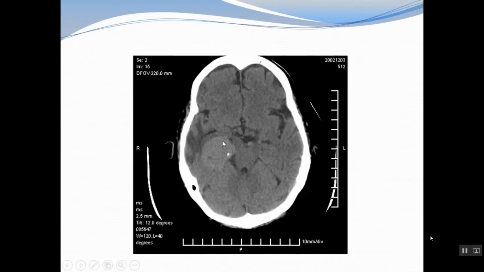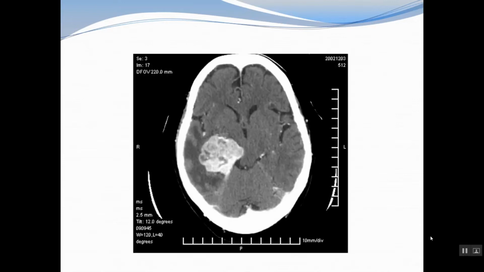This is a slightly hyperdense right tentorial or right temporal region lesion, right tentorial region. This is after contrast, so homogeneous enhancement, homogeneous intense enhancement with perifocal edema.